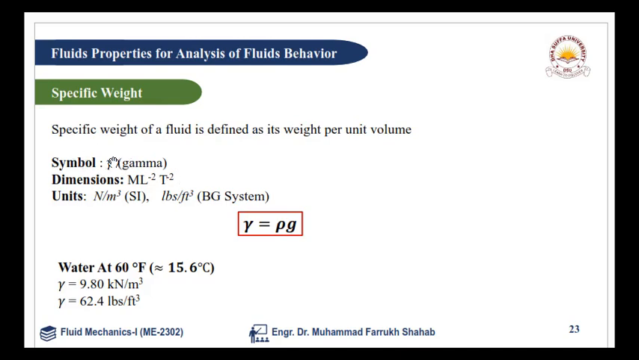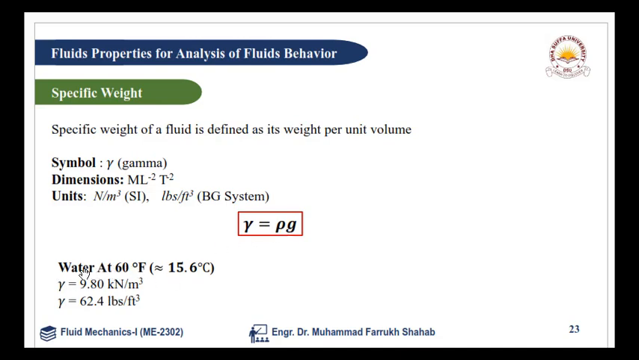We represent the specific weight with the symbol gamma, and the units are Newton per meter cube, since weight is a force and volume is meter cube. The dimension of gamma is the same as force per volume, or Newton per meter cube. Pound is a unit of force in the British system, and meter cube can be replaced with feet cube. And the formula for gamma is gamma equals rho g, where rho is the density and g is the acceleration due to gravity.